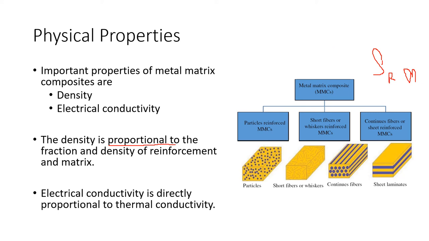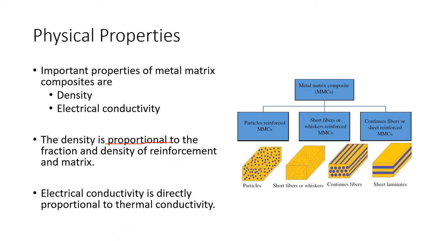So you now know the physical property of your density compared to electrical conductivity. In electrical conductivity, it is directly proportional to, so your E is directly, as mentioned here, proportional to your thermal conductivity. Here is your thermal conductivity. That's just an abbreviation of the true symbol. Here, density, and when you read carefully, it doesn't say directly. So you have either directly or indirectly, fraction and density of your reinforcement and the matrix.